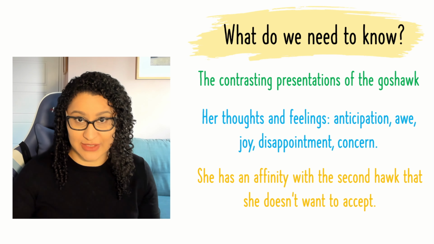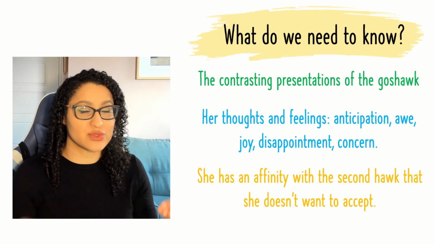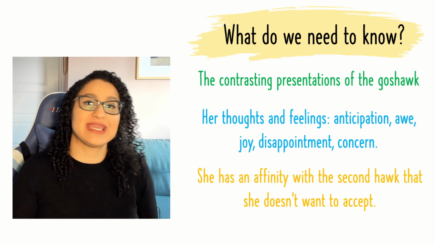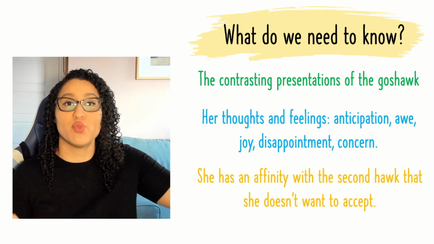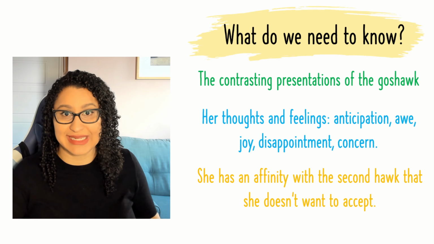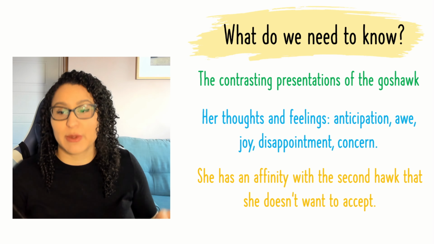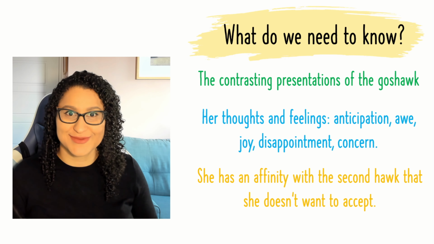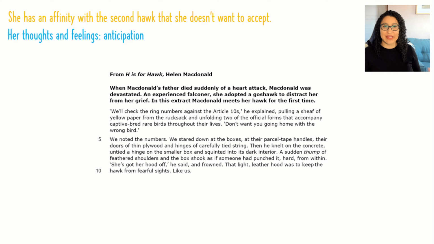But in this first chunk, there are two of the ideas that we can really see going on. Her feelings of anticipation, and also a little hint at something that's going to come much later, the affinity that she has with that second hawk. And that affinity comes in the dialogue said by, I don't even know what this guy's name is, the bird man, the falconer, the man selling falcons, when he says, "Don't want you going home with the wrong bird."